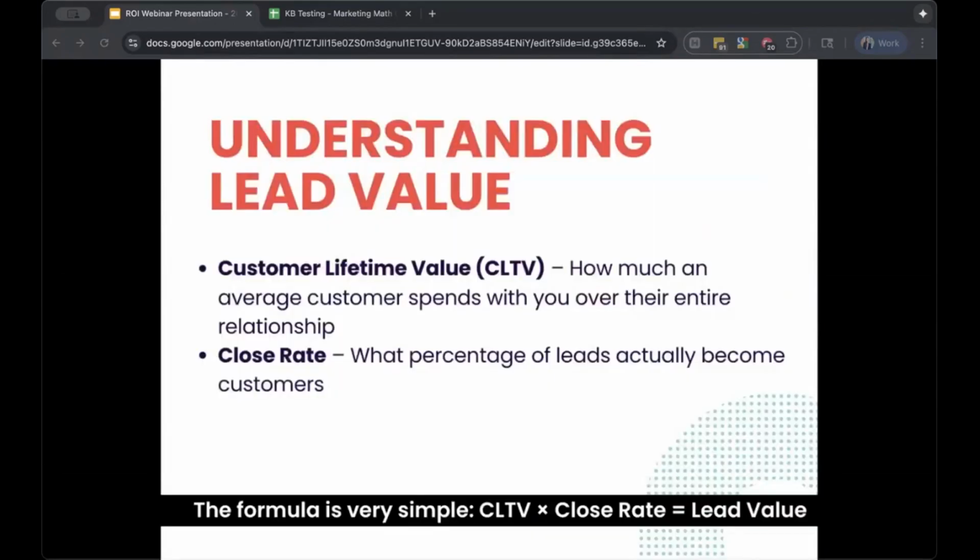So, understanding lead value. This doesn't need to be complicated. In fact, it can be quite simple. It's how much each lead is worth to your business in actual dollars. Again, not potential or someday dollars, but real calculable revenue. So to calculate it, we just need two numbers. The first being customer lifetime value. How much an average customer spends with you over the entire life of their relationship with you.